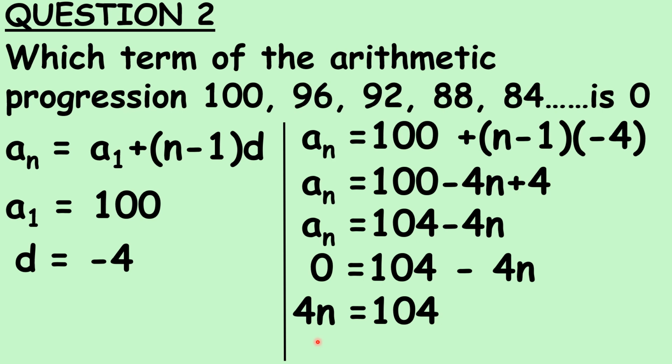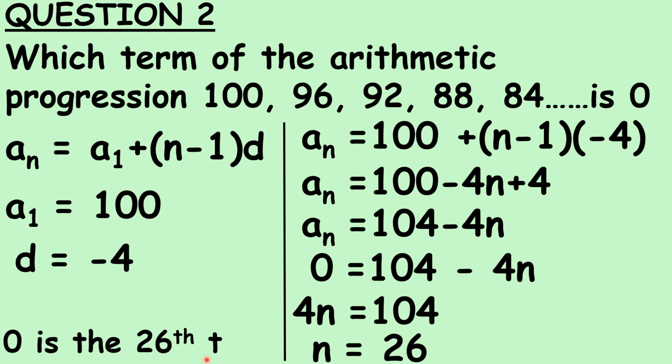Now, for us to be able to solve for n, we will divide both sides by 4. So we now have n is 104 divided by 4. And if you divide 104 by 4, you have 26. So 0 is the 26th term. 0 is the 26th term, because we have solved for n, and n is 26. It is n that is equal to 26 that satisfies the equation. So 0 is the 26th term in this particular arithmetic progression.